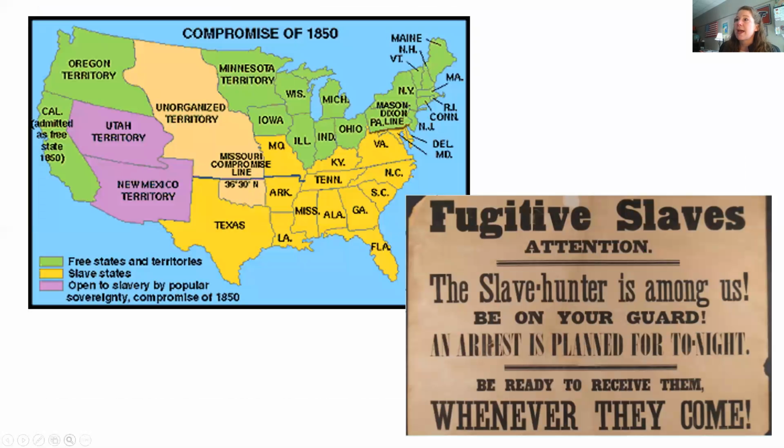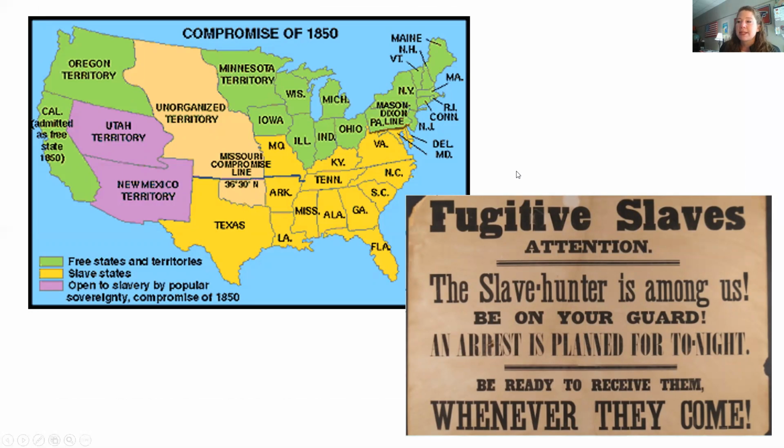So here is a map of the Compromise of 1850. At the time of 1850, all of these yellow states were considered slave states. All of the green ones, including now Oregon and California, were considered free states.